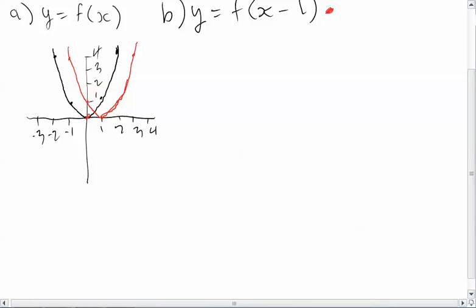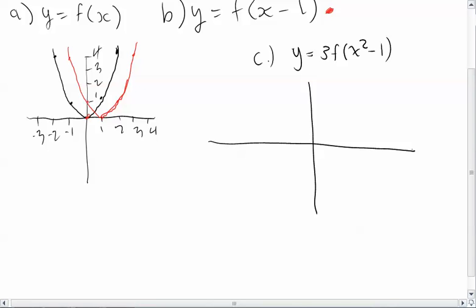So for C, the equation is y equals 3 f of x minus 1. Okay. So for this, to graph this, we can take the parent function and just shift whatever the graph says.